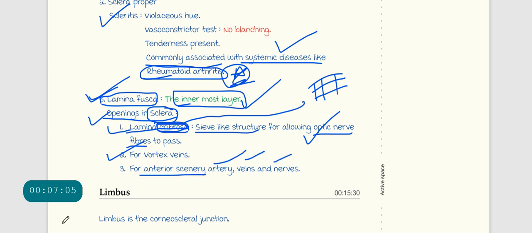Now the next comes the limbus. We have discussed earlier that the limbus is present at the corneoscleral junction.